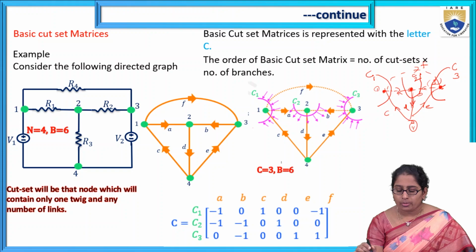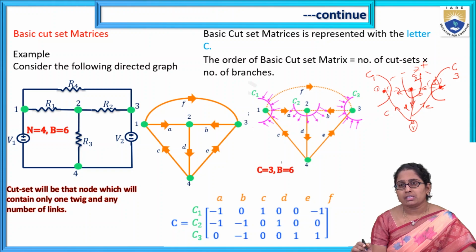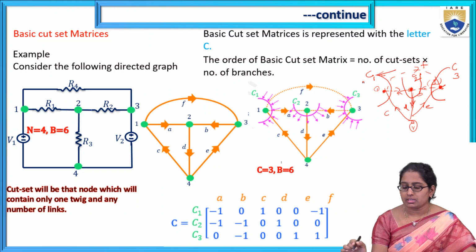Now, to form the matrix, we know that in the previous slide KCL is used. What does it say? If the cut set direction is the same as the branch current direction, then that will be plus. So we have to take the cut set direction. That is our choice. For C1 I am taking the direction like this. You can take the other side also.